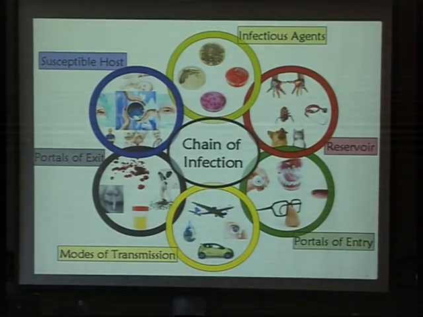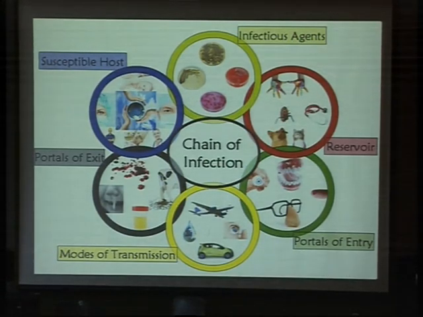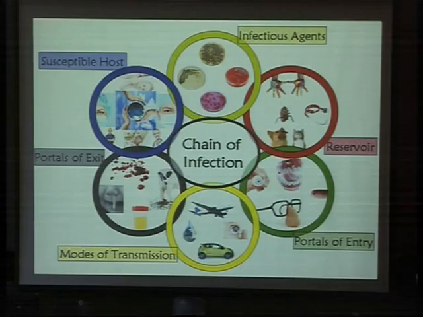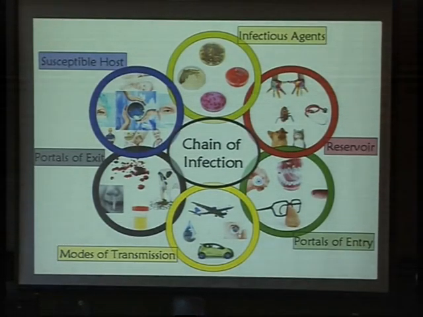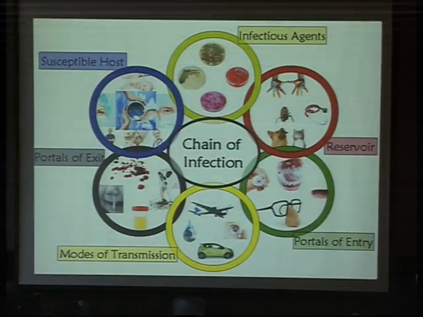The aim of infection control is to cut this cycle. We can cut the reservoir, the port of entry, the mode of transmission, the exit, and also the infectious agent. But we cannot cut the patient, right? The patients are immunocompromised, on treatment. So we can cut the whole cycle without touching the patient. We can only raise his immunity and protect him.